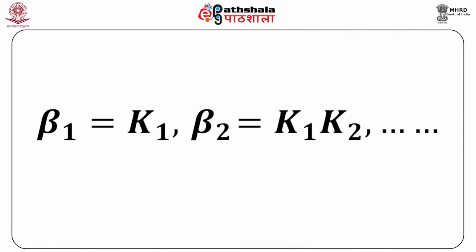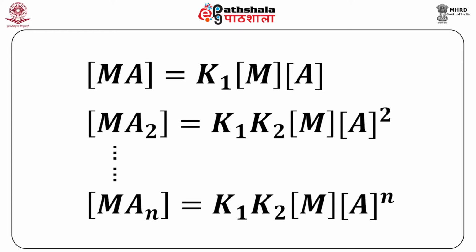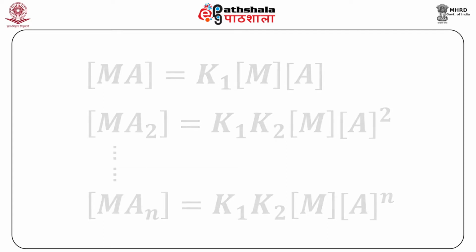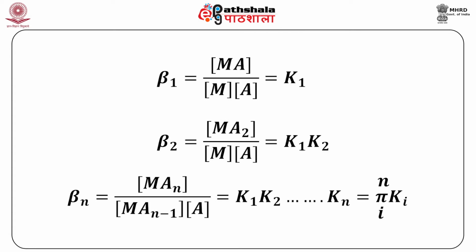The relations between beta and K are: beta 1 is equal to K1, beta 2 is equal to K1 into K2, and so on. By successive substitution, we have the equation: the concentration of MAn is equal to K1 into K2 up to Kn into the concentration of M into the concentration of A raised to the power of n. Denoting the product of the stepwise constants by beta, we have beta n equal to the concentration of MAn divided by the concentration of M into the concentration of A raised to the power of n, where beta n is called the overall stability constant of the nth complex.